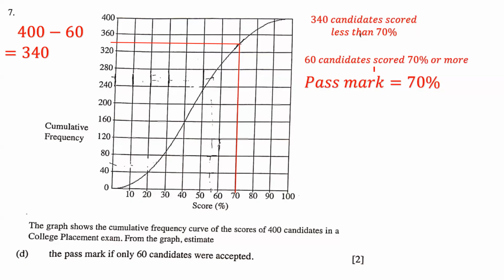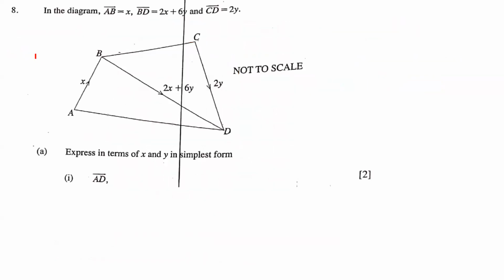So 60 candidates, in order for you to be a part of that 60, you have to score 70% or more to be able to be a part of the 60. Because if you scored less than 70, then you're going to be a part of the 340 who were not accepted. Okay, let's move on to question number 8.